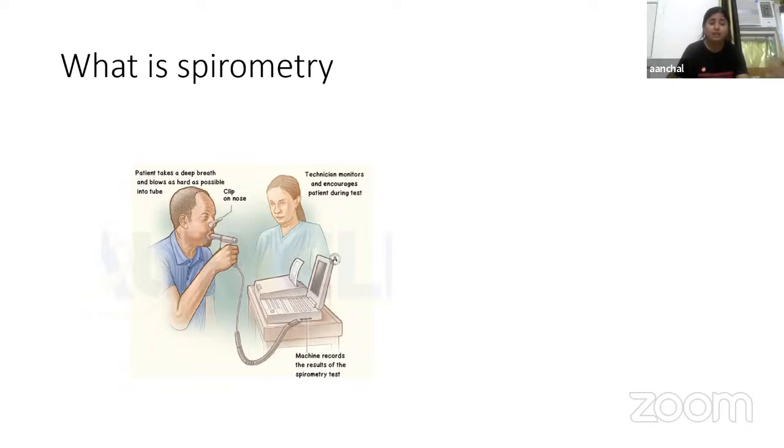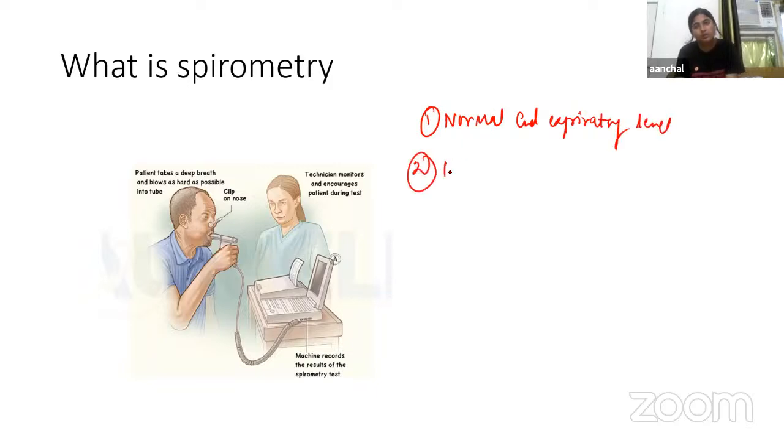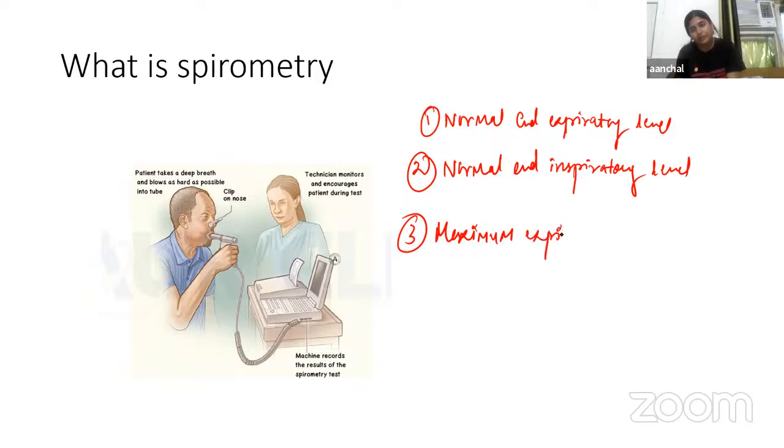Okay, so to determine the lung volume and capacity, 4 levels can be noted in the spirogram, like normal expiratory level, then normal inspiratory level, then maximum expiratory level, then maximum inspiratory level.